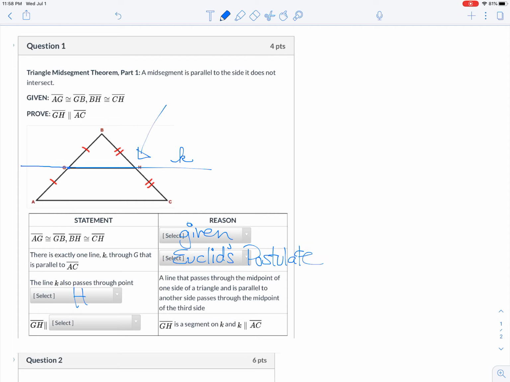The line K also passes through point H, because a line that passes through the midpoint of one side of a triangle and is parallel to the other side also passes through the midpoint of the third side. I think that's been proven before. I'm pretty sure that is. And now, because those lines are parallel, GH is parallel to AC.